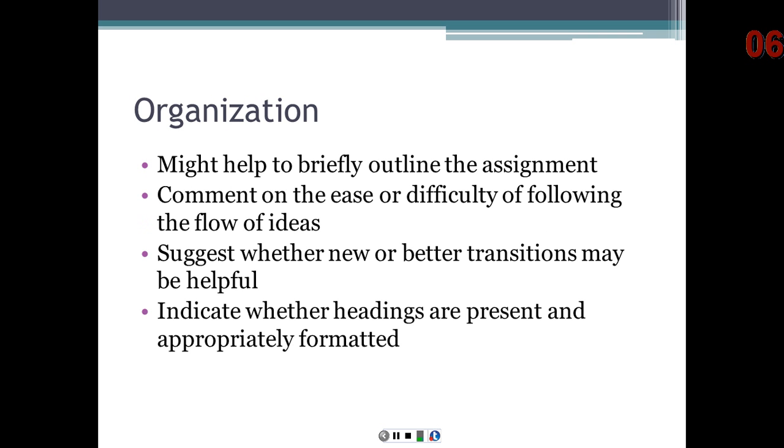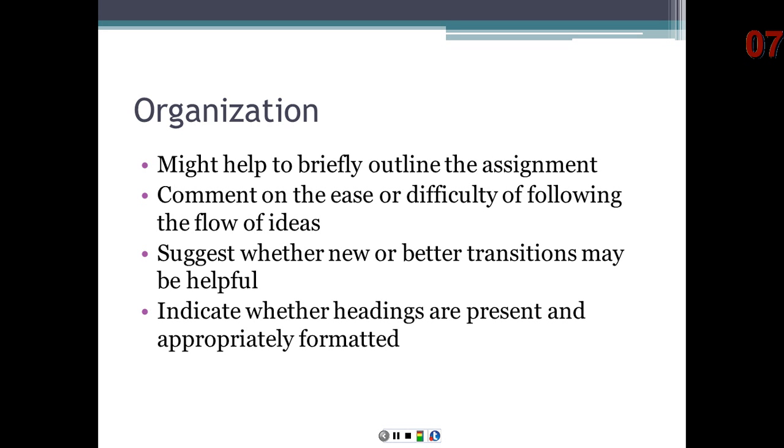In organization, in addition to commenting on the specific bulleted points on the writing rubric, you might help to briefly outline the assignment so that you could share with them, you might say something like, in the introduction you said you were going to talk about this concept, but in outlining this assignment I can't find this particular concept discussed anywhere. That would be very helpful, and you would see that very clearly if you're outlining the assignment. And just briefly, I'm not talking about a detailed outline, but just so you can see the organization.